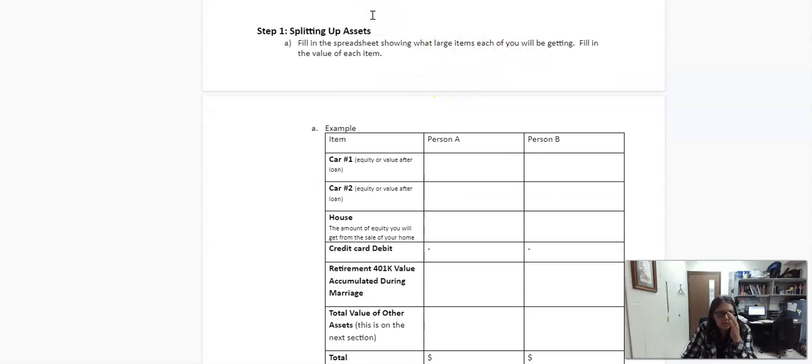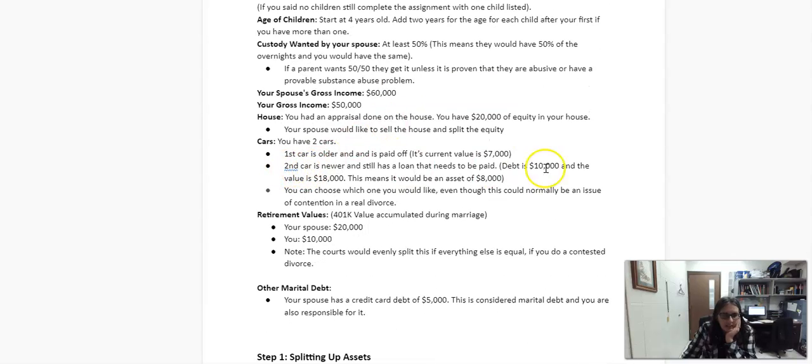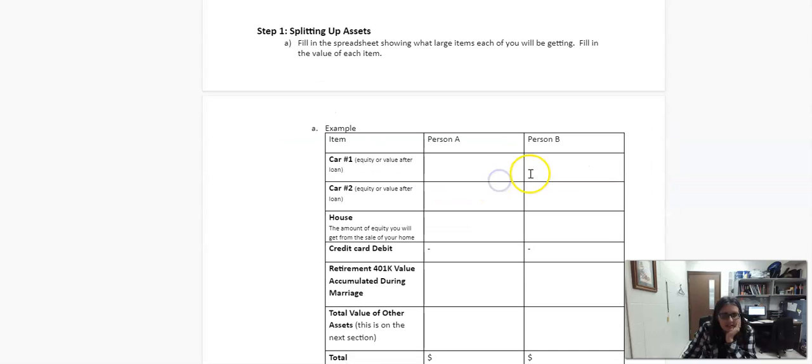Okay, so the first thing I want you to do is you're going to split up the assets. So you're going to use this sheet to decide who's getting what, and you're going to write the equity or the value in. So if I'm person A and say I want the second car, okay, the debt is $10,000, but the value is $18,000. That means it's an asset of $8,000. So I think person A is actually your spouse. So I guess I'm going to give that person this one, and then that would give you the $7,000. Right? So you're just going to, not each of these is going to be filled in. You're only filling in what person's taking what, right?